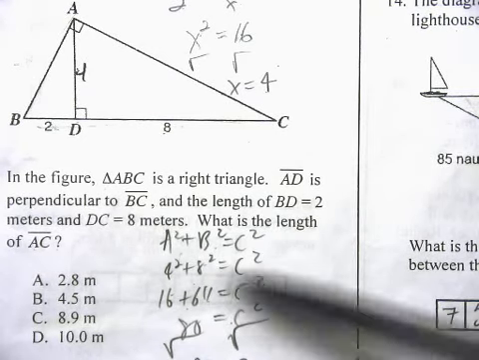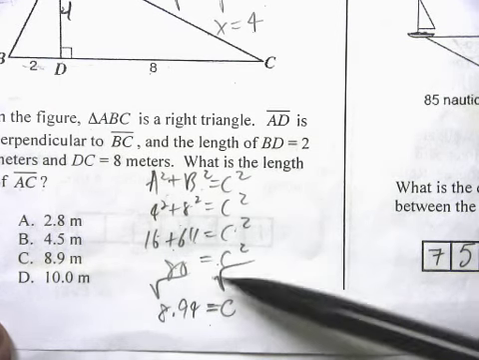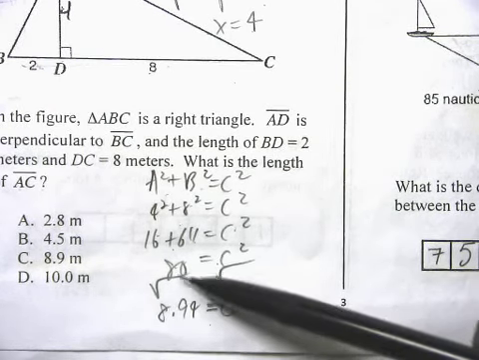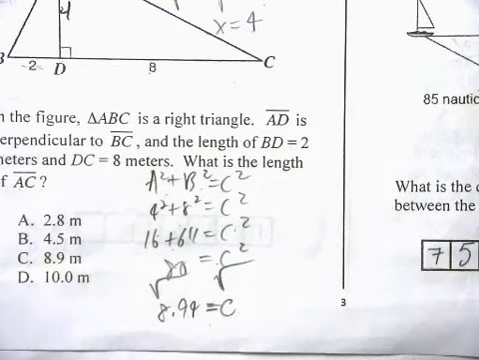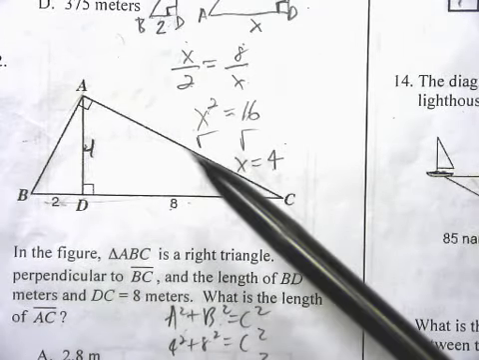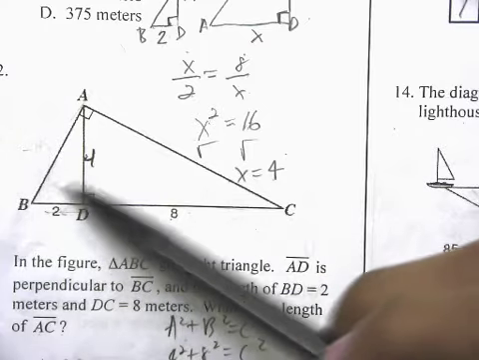A squared plus B squared is equal to C squared, right? So 4 squared plus 8 squared is going to be equal to C squared. So 4 squared is 16, 8 squared is 64. That's going to be equal to C squared. Add those together, 80 is equal to C squared. Take the square root of both sides. And the square root of 80 is 8.94, which is choice C.